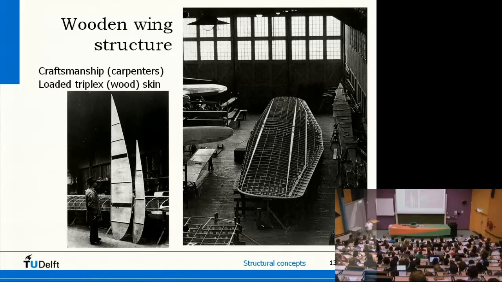The shift to metals was much more problematic, because there were not many people working with thin metal sheets. So they had to train and educate a new generation of workers.